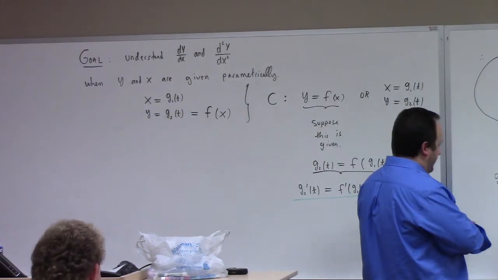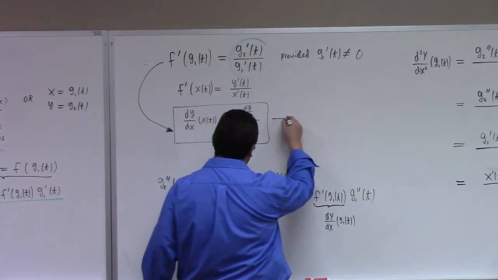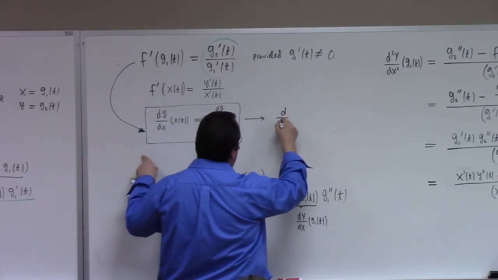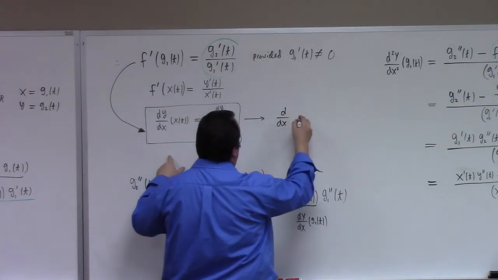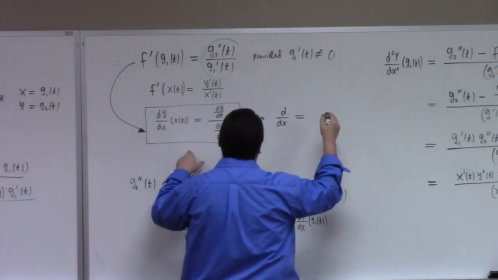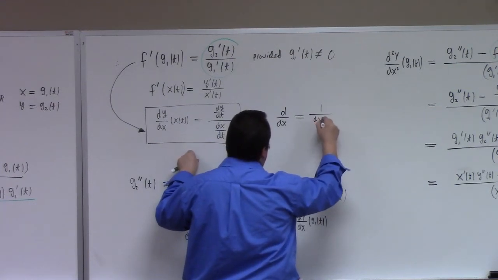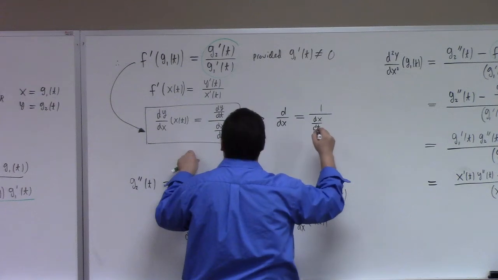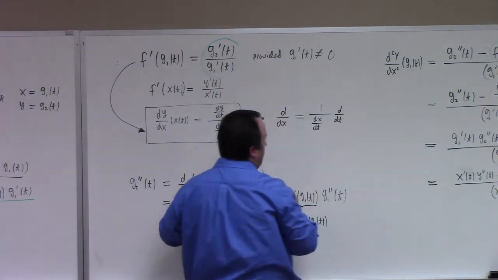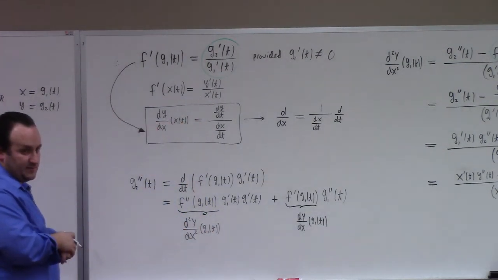We can look at this also as d/dx, right? Acting on a function is, in some sense, in this interpretation, 1 over dx/dt times d/dt. That's how to change an x derivative into a t derivative.